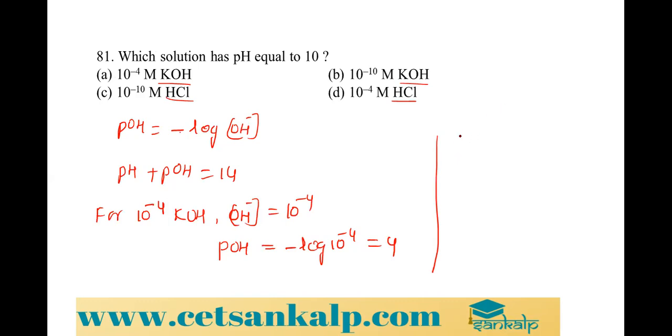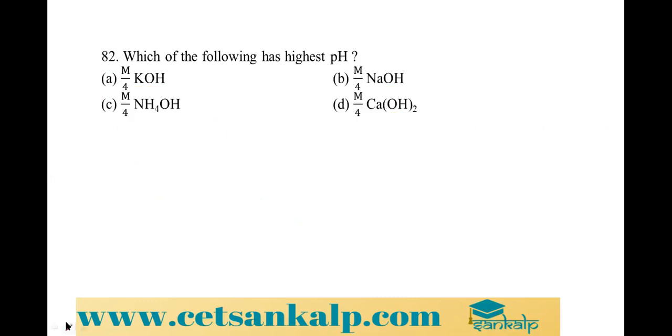Correct. Now pH is equal to 14 minus pOH. Correct? That is equal to 10. So what is the answer coming? See which option it is. pOH is 4, and 14 minus 4 is equal to 10. So option A comes. Right. Question number 82.